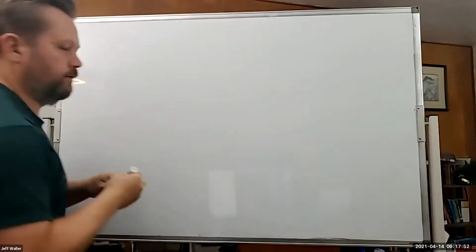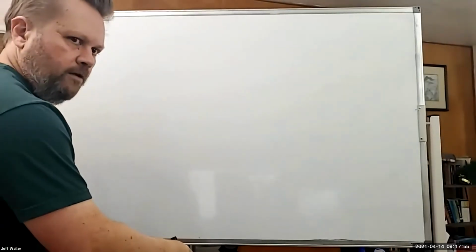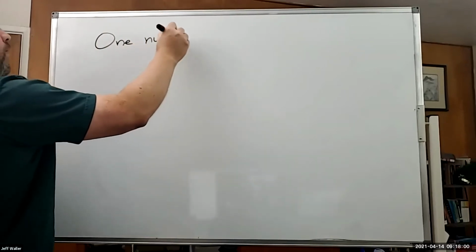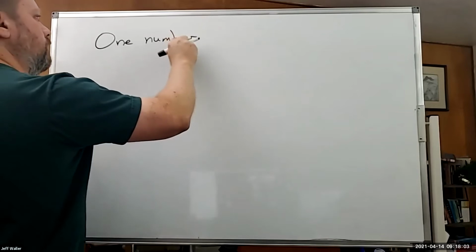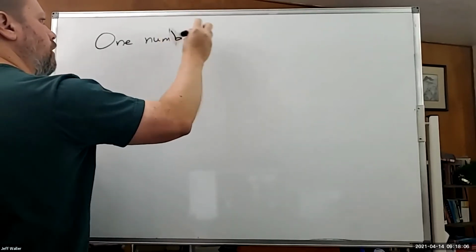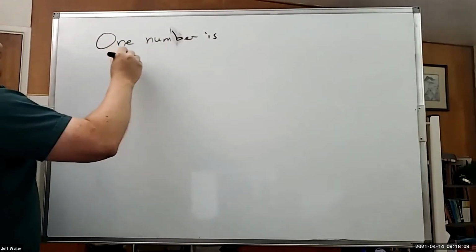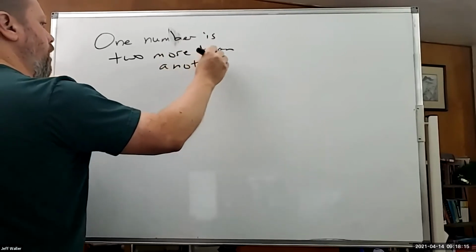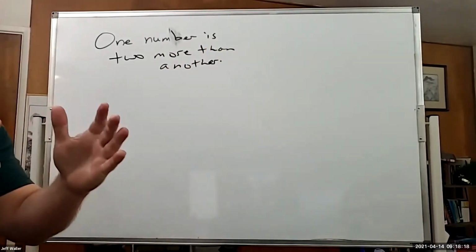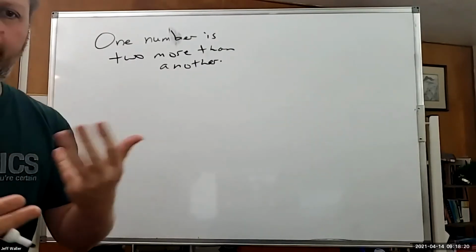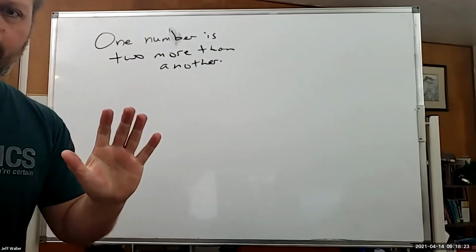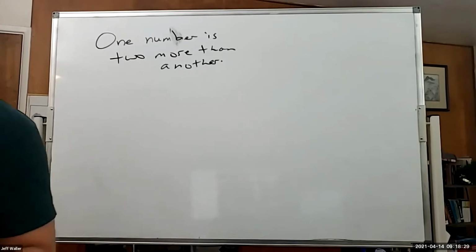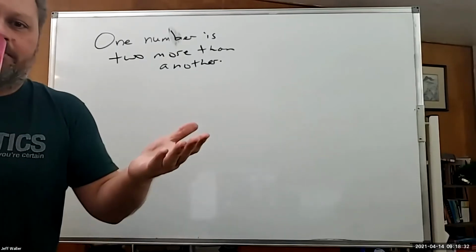All right, let me ask you guys. Let's see. How can I do this? Yeah, let's start off like that. So what if I said one number is 2 more than another? All right, so everybody with me so far. One number is 2 more than another, right? Do we know what either of the numbers are? If I just say this. No. Not yet. Not yet.